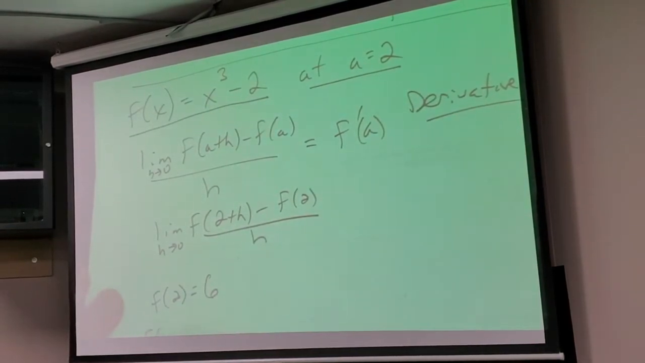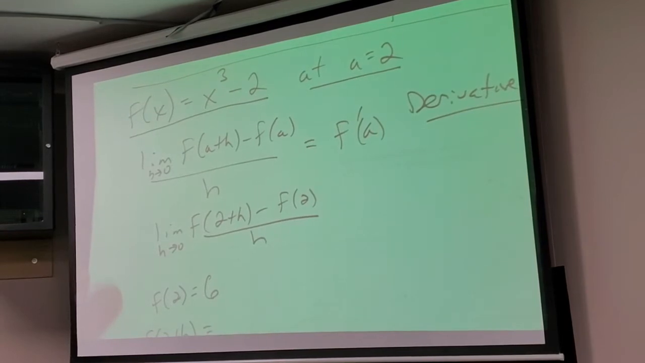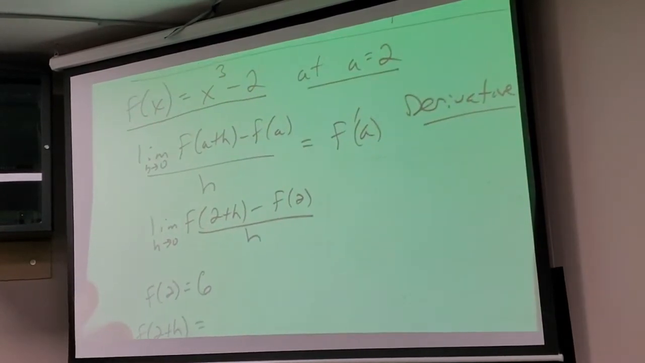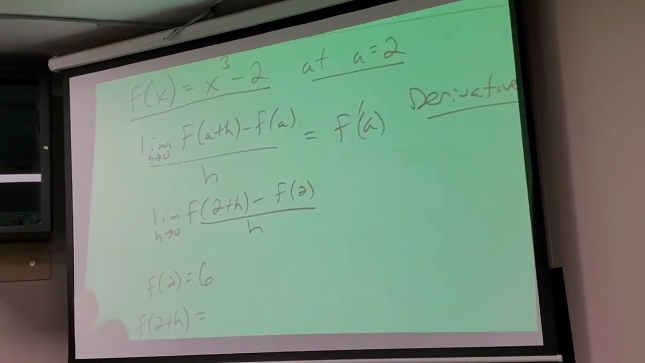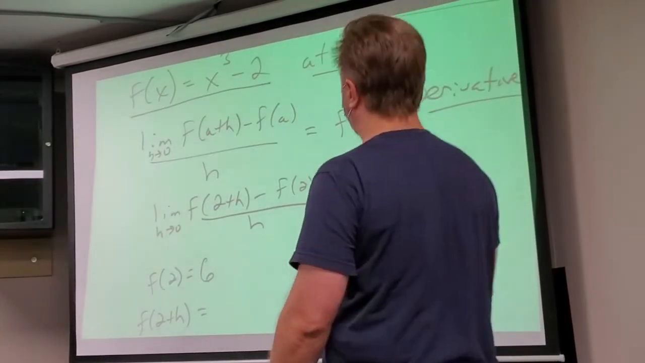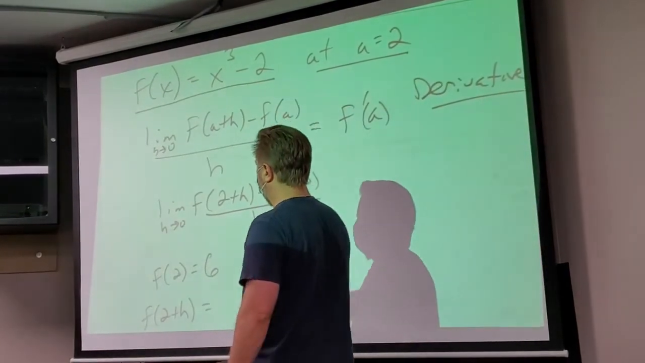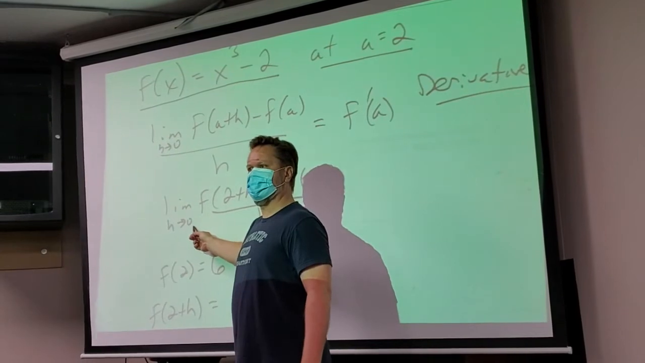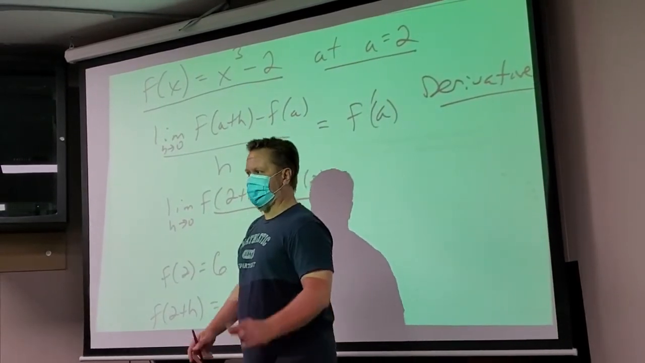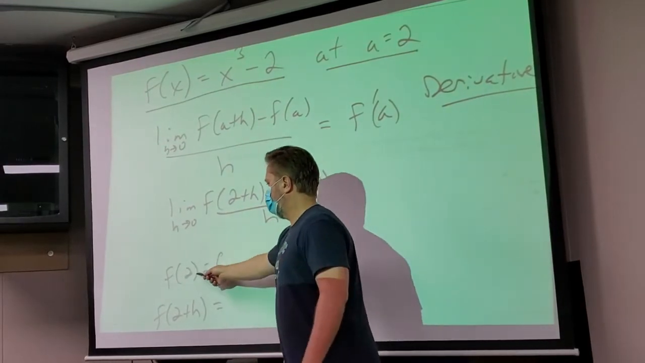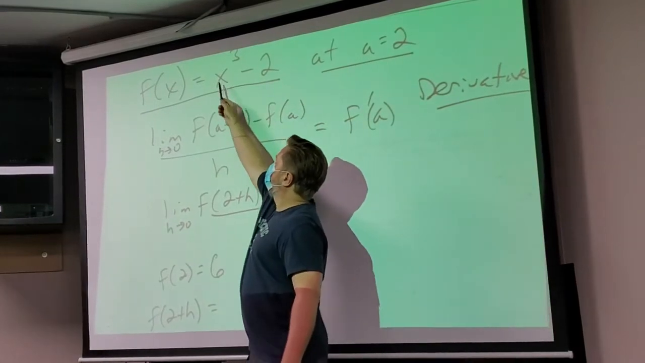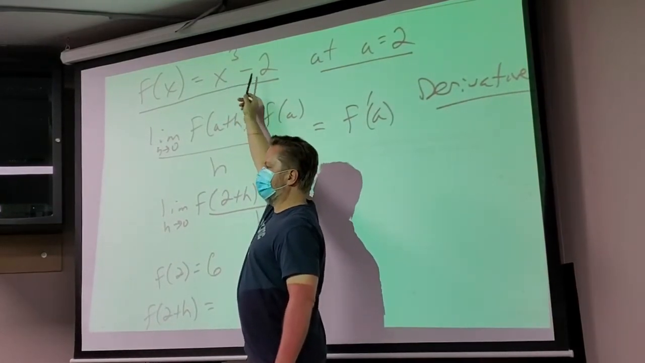What is f of 2 plus h? Oh, it's 6. Come on, you guys are better than this. Why is it 6? Is h ever going to be 0? Nope. So can you plug a 0 in for h? No. Okay. f of 2 is 6. Why? Because when you plug a 2 in, what do you get? 2 cubed is 8 minus 2 is 6.